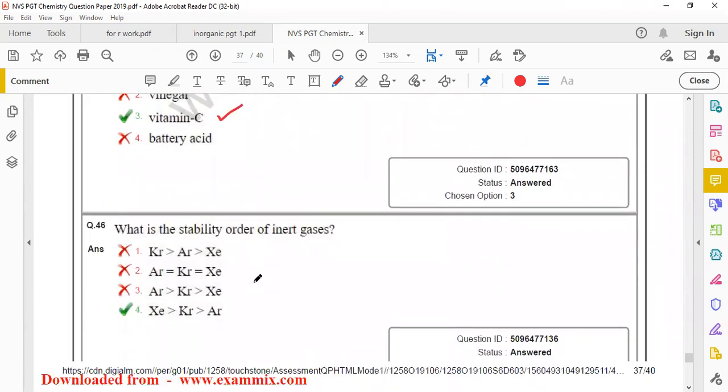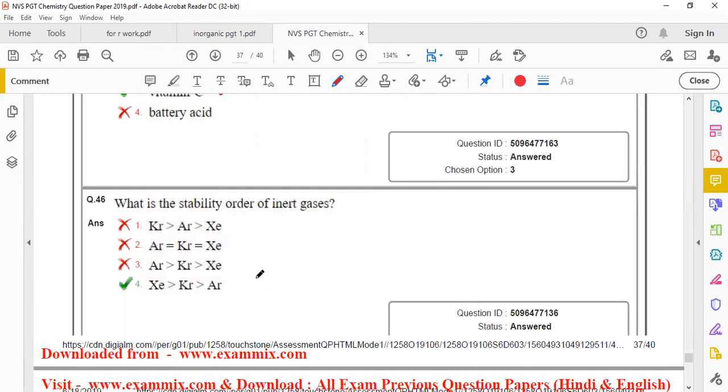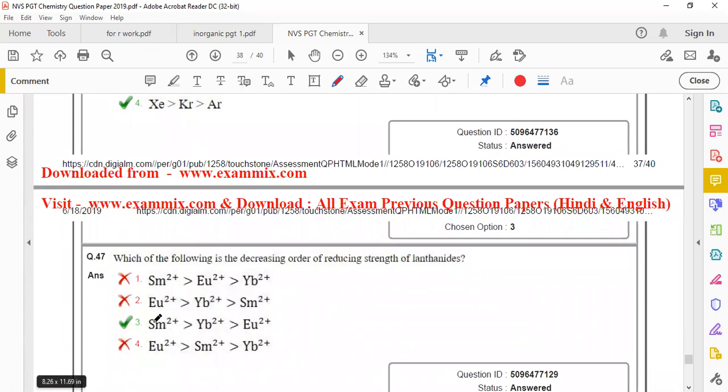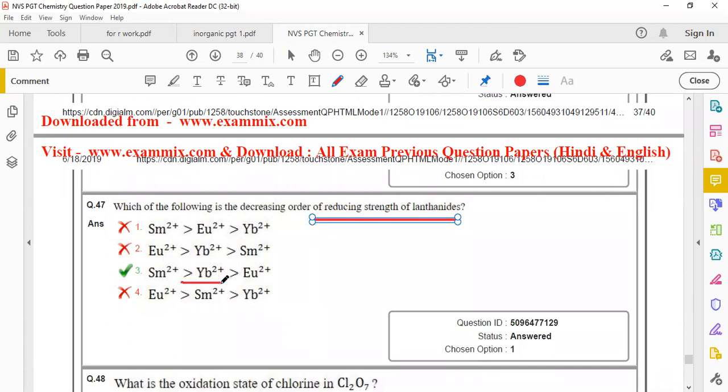Next question is, what is the stability order of inert gases? The stability order of inert gases is xenon, krypton and argon. Why? Because xenon has an ionization energy similar to oxygen. Next question is, which of the following is the decreasing order of reducing strength of lanthanides? The reducing order is Sm2+, Yb2+, Eu2+. This will be the decreasing order, right?